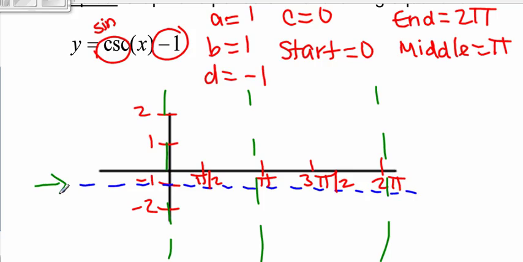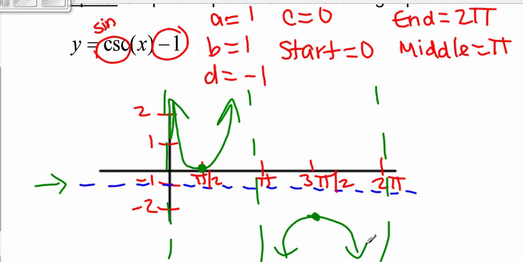So we're going to go up 1, which would be at the 0. Okay, and this is my opened upwards parabola. And then from my 0 line, we are now going down 1, which puts us at -2. And our parabola would look like that.